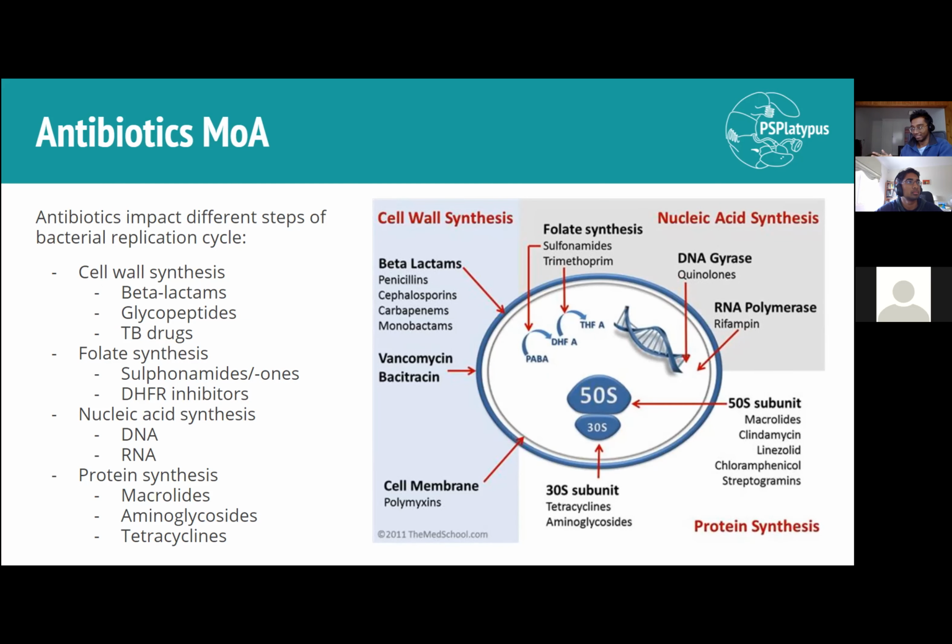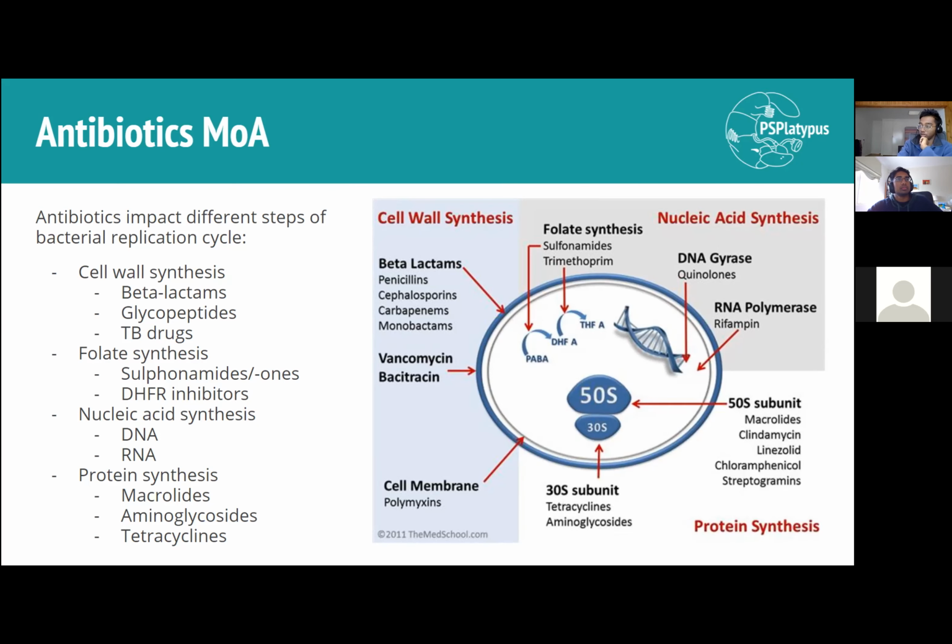That's a good question because it leads right into the slide where you can see that antibiotics essentially impact different steps of the bacterial replication cycle. So we've got cell wall synthesis, folate synthesis. Folate is just a precursor, one of the ingredients that you need to produce nucleic acid. Below that, we have nucleic acid synthesis and protein synthesis. And underneath all those headings are all the different types of drugs that we have. I'm just going to relate it back to this slide, so we're going to come back to this probably.